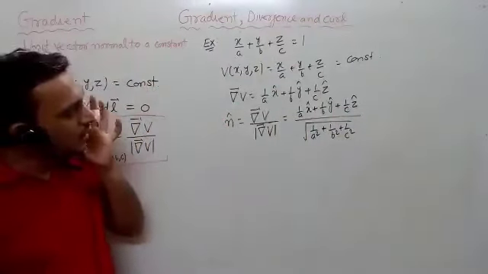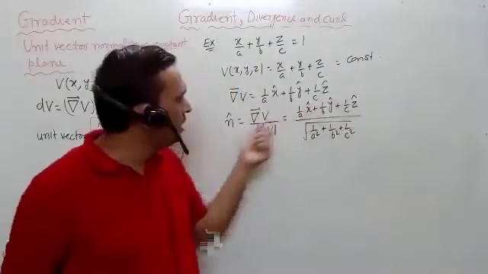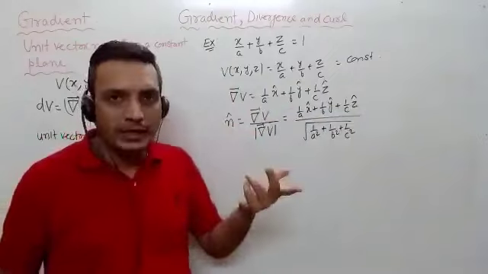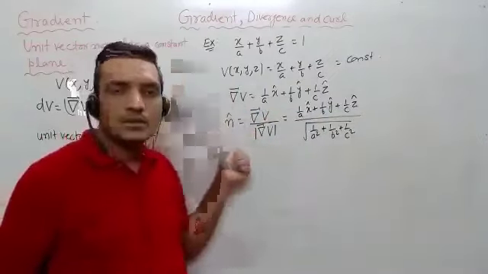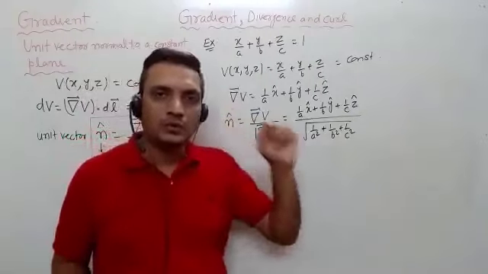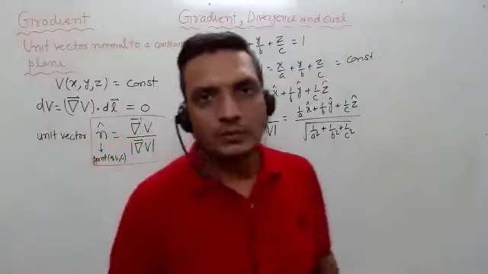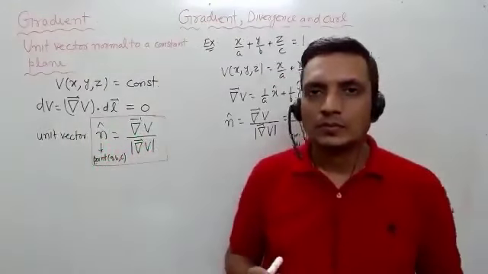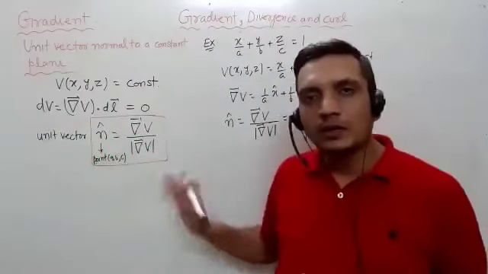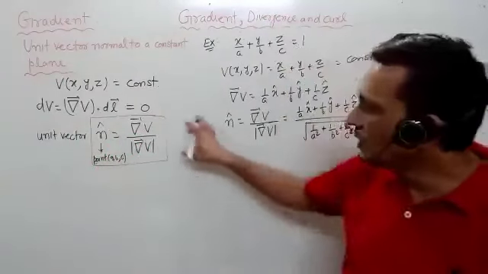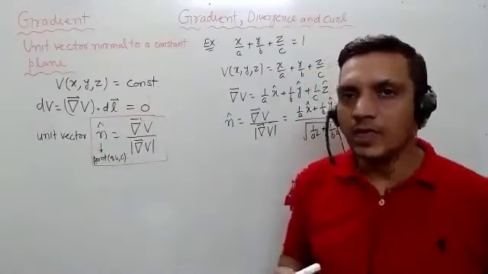So if it is a function of, let's say, some other value, if it is a function of x, y, z, then you have to ask at what point. So at a given point, say 1, 1, 1 or 1, 2, 1, you can easily find the unit vector normal to that plane. Is it clear? Unit vector normal to a plane: just use this, gradient V by mod gradient V.